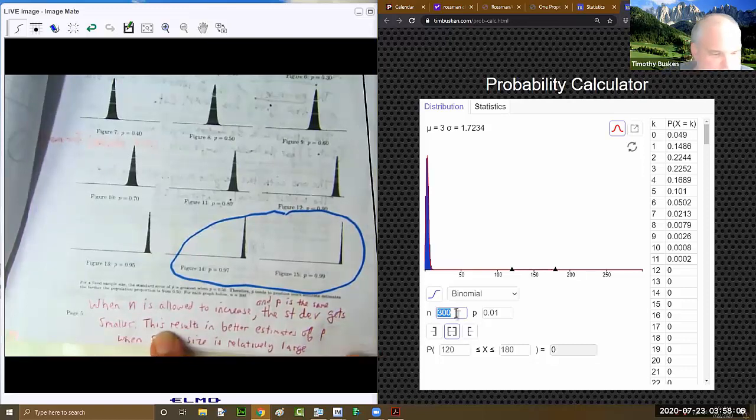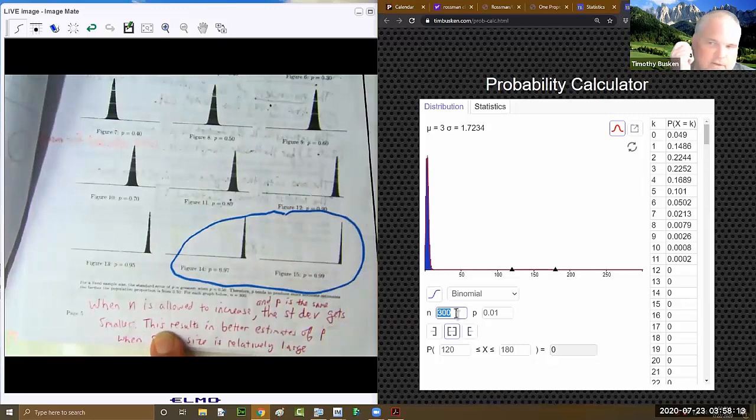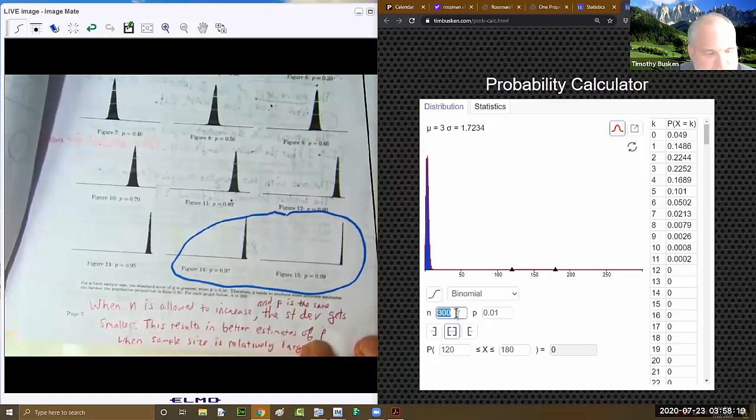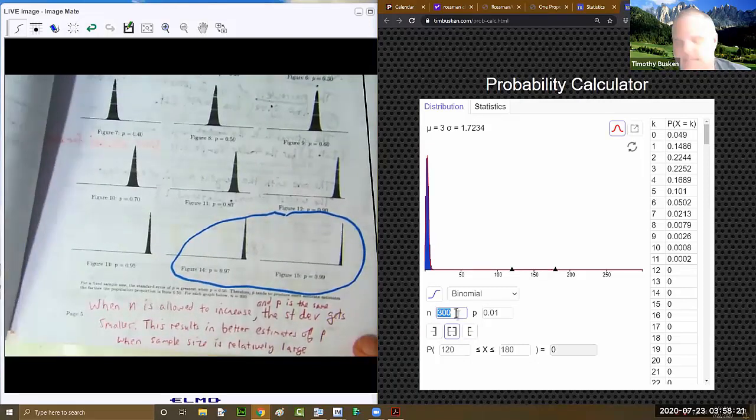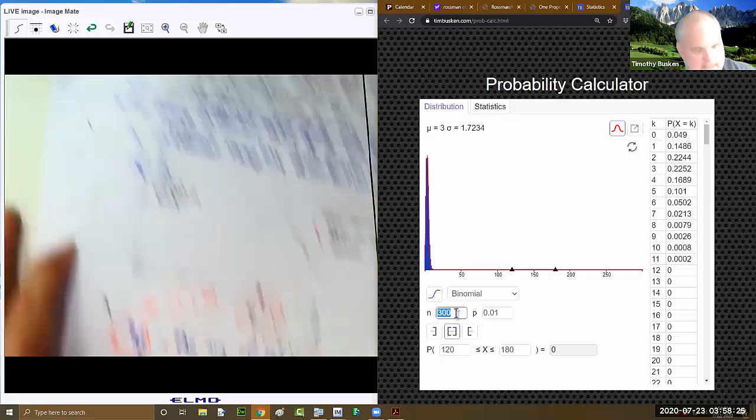And so that means if the actual value of p is 50% or close to 50%, as long as you have a large sample size, you will get a tiny standard deviation, which will result in a better estimate of p. And this happens when your sampling distribution is relatively narrow. So that was it.